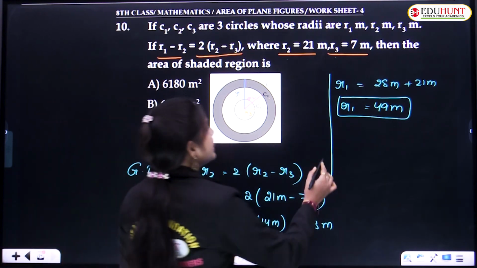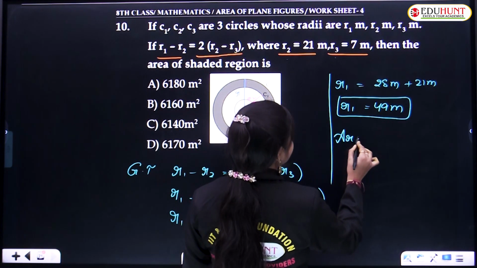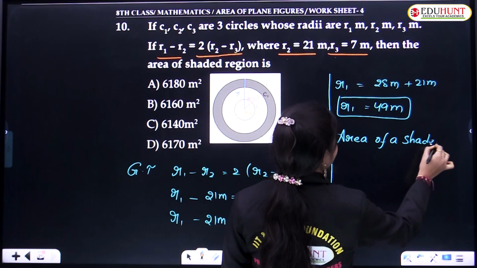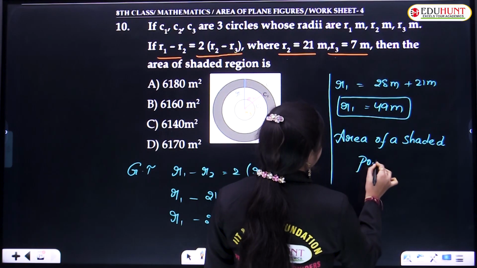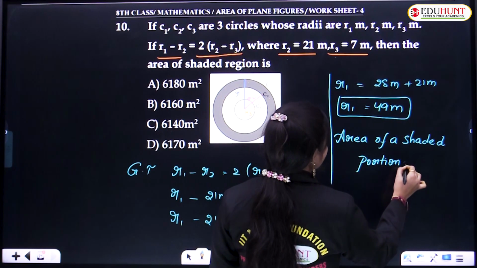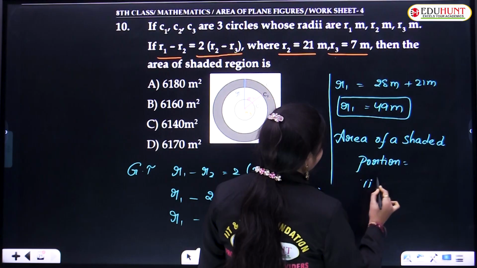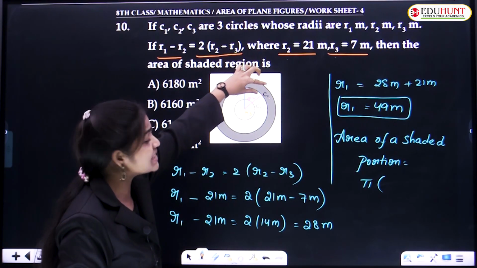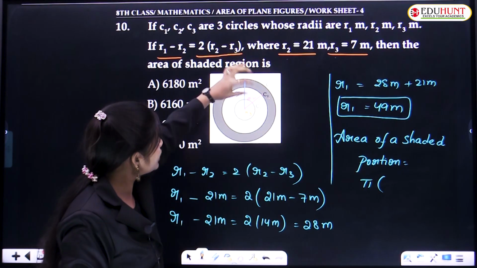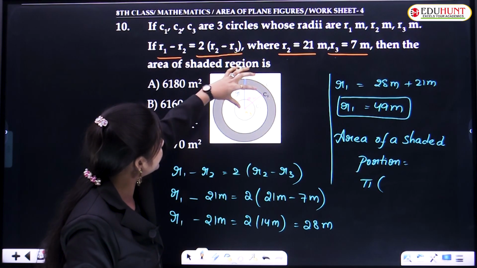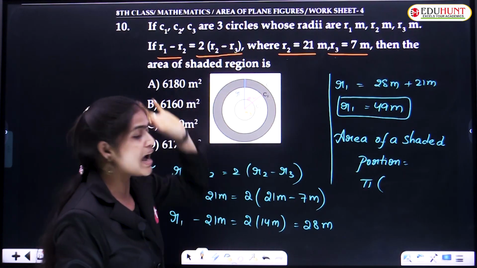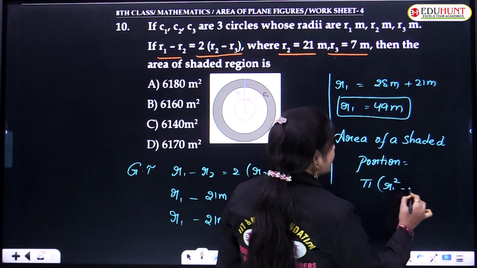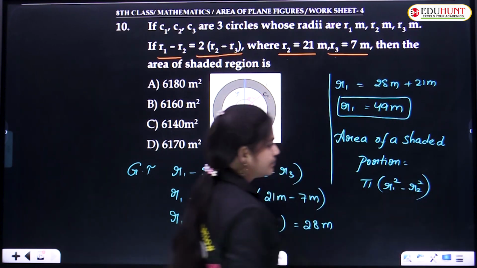Okay ma. Now here the area of a shaded portion is equal to, what is that formula, ma? Pi into, here the shaded portion lies in between C1 and C2. C1 and C2 means which ones we need to take? R2, and in the same way R1 we need to consider. That's why pi into R1 square minus R2 square.